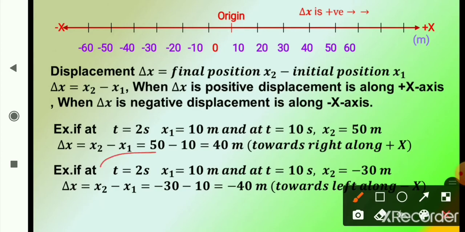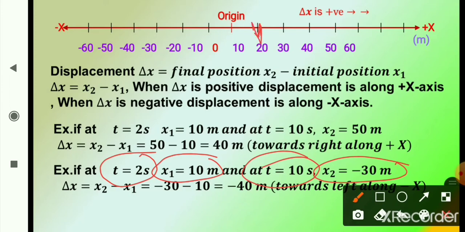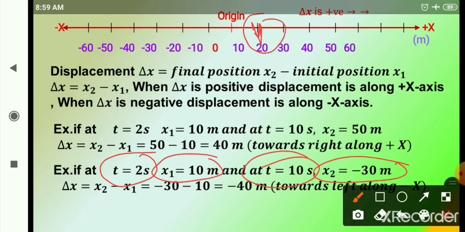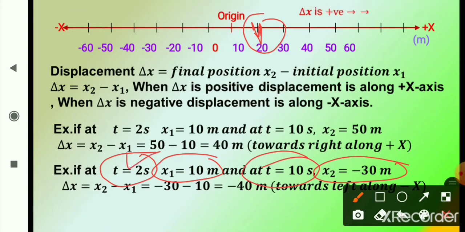If at t is equal to 2 second x1 is 10 meter and t is equal to 10 second x2 is minus 30 meter. यानी कि स्टार्टिंग टाइम पर आप 10 मीटर पर हैं और पॉजिटिव साइड में हैं और 2 सेकेंड पर और 10 सेकेंड यानी कि थोड़ी देर बाद आप माइनस 30 पर पहुंच गए. 10, 20, 30 माइनस 30 पे पहुंच गए तो आपका मोशन इधर की तरफ हो रहा है. ये माइनस एक्स एक्सिस की डायरेक्शन में हो रहा है. So displacement will be negative.